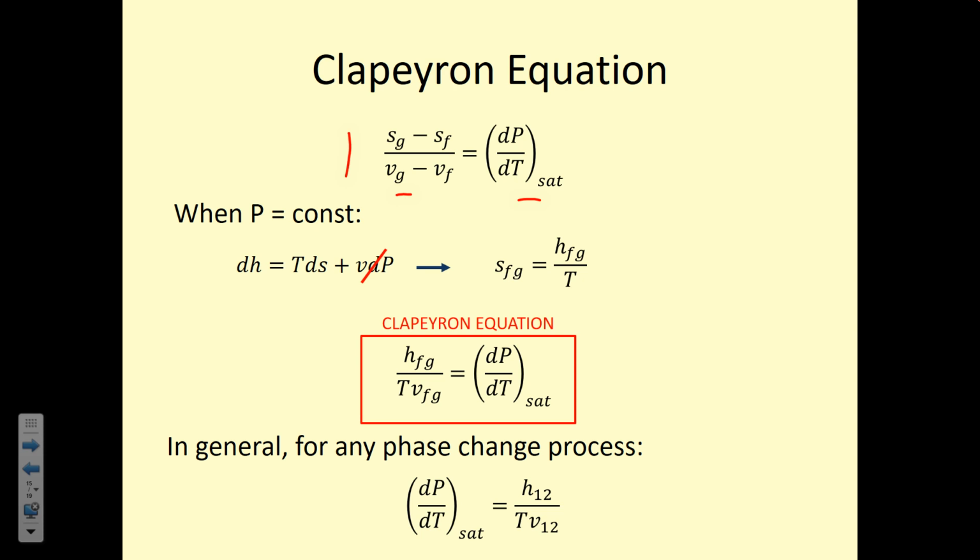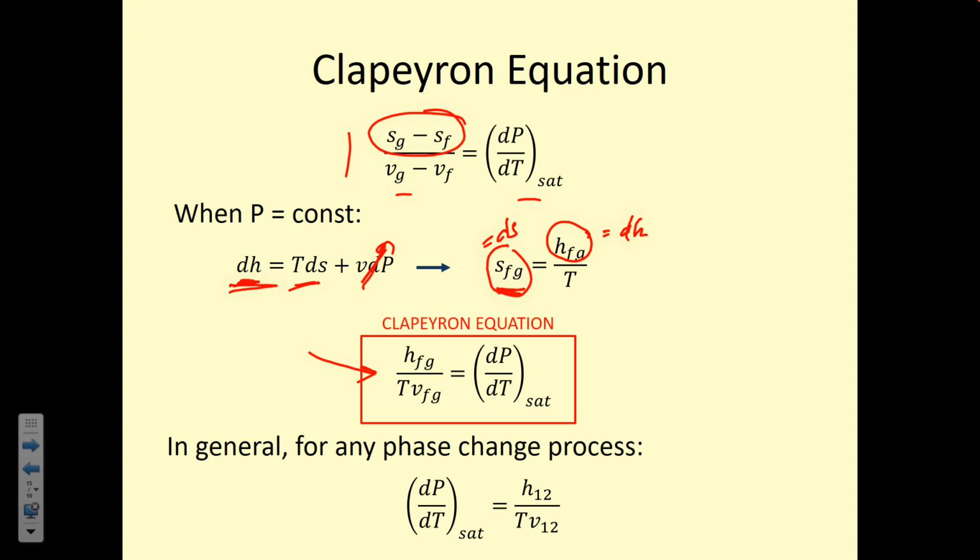Okay, when pressure is constant, we can take that second Gibbs equation for the change in enthalpy, and since pressure is constant, we know that dH is equal to TdS, which means that this dS, for this Sfg, which is the difference between S sub g and S sub f, will be equal to this dH over T. So then we can just substitute that back into this equation, and we get what's called the Clapeyron equation.